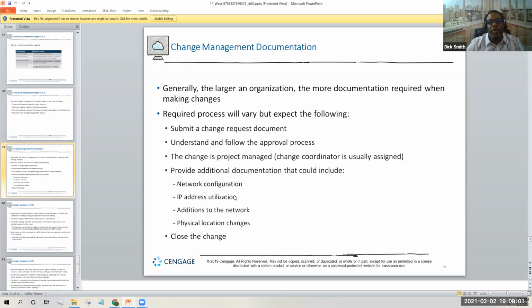I literally saw a person get fired on Christmas Eve because he rebooted a server without the proper paperwork. The change process is very, very critical.